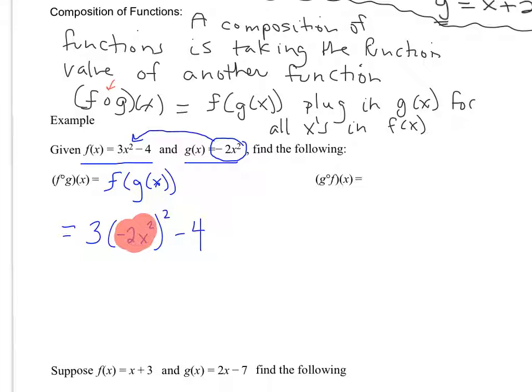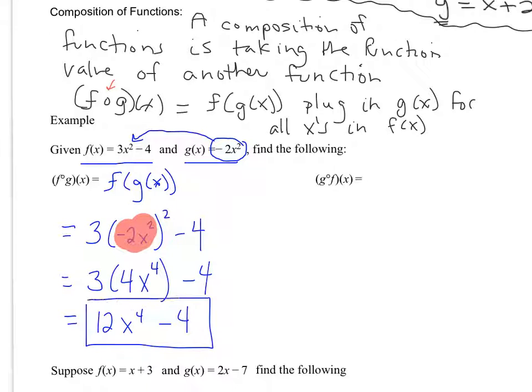So if I simplify that, we know negative 2 squared is going to be positive 4. X squared squared, we can use our power rule, which we know is x to the 4th, minus 4. 3 times 4 is 12. 12x to the 4th minus 4. So this composition of functions gives us another function.